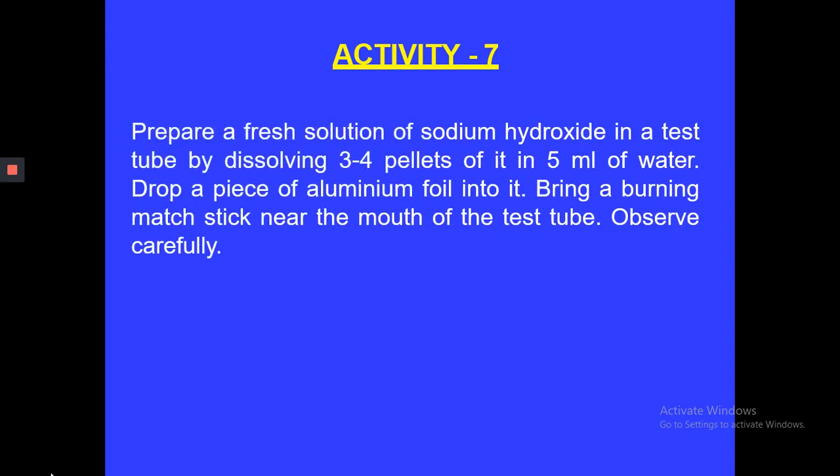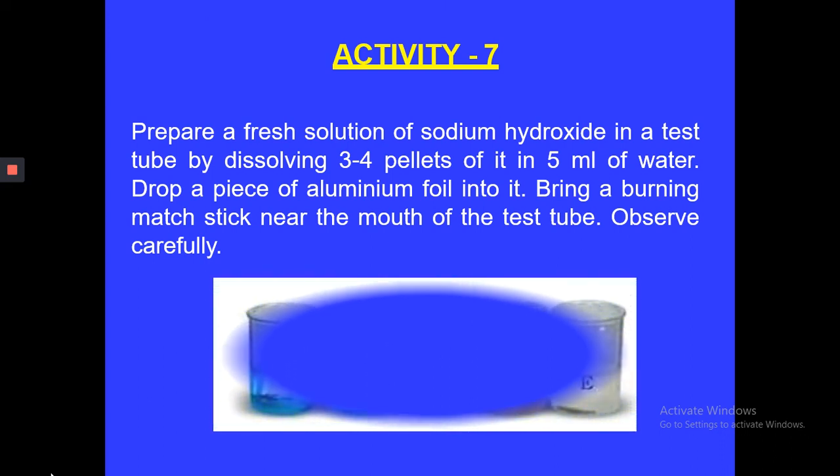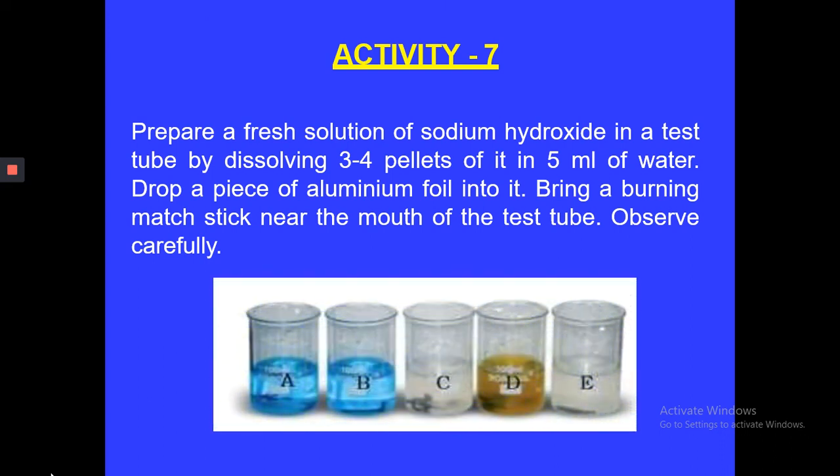Now prepare a fresh solution of sodium hydroxide in a test tube and dissolve 3-4 pellets of it in 5 ml of water. Drop a piece of aluminum foil into it. Bring a burning matchstick near the mouth of the test tube and observe carefully. What observation will we get? In this case, we will see that when sodium hydroxide reacts with aluminum foil, salt and hydrogen gas will form.